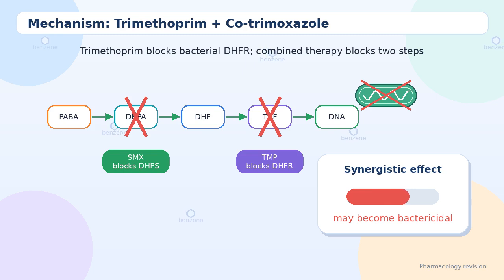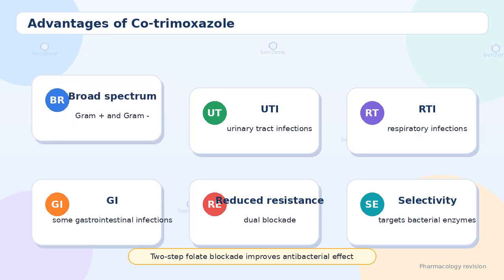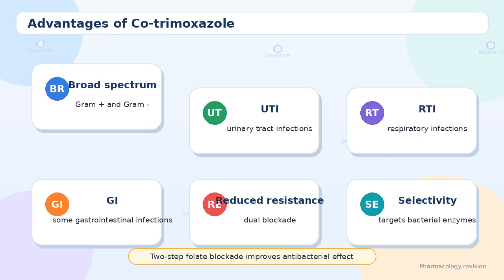In co-trimoxazole, sulfomethoxazole inhibits dihydropteroate synthase and trimethoprim inhibits dihydrofolate reductase. Because two sequential steps are blocked, the combination creates a synergistic effect and can become bactericidal. Advantages of co-trimoxazole include broad-spectrum activity and reduced resistance development.